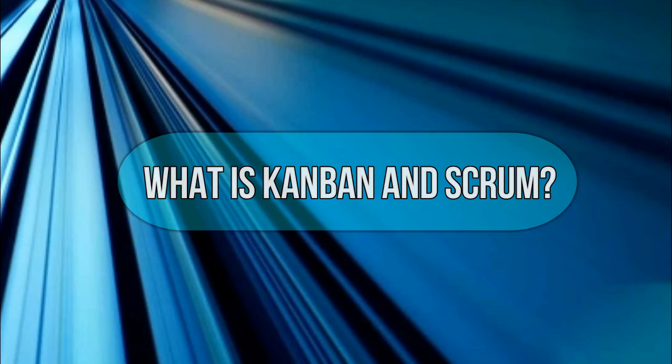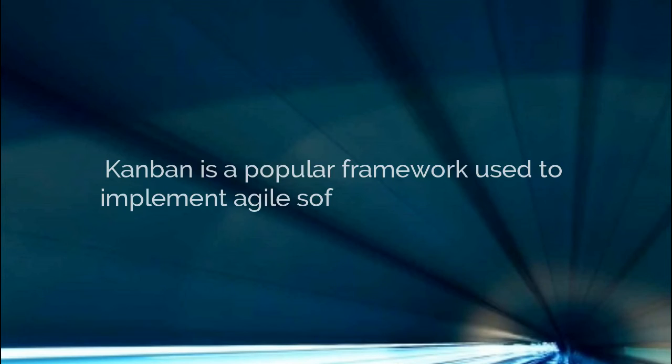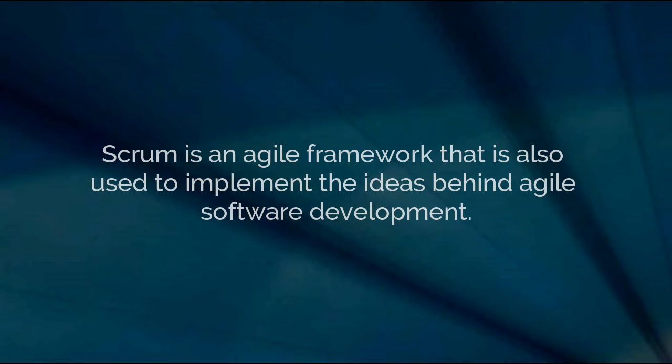Two of the most popular frameworks that support the agile development life cycle are Scrum and Kanban. Kanban is a popular framework used to implement agile software development, while Scrum is an agile framework that is also used to implement the ideas behind agile software development.